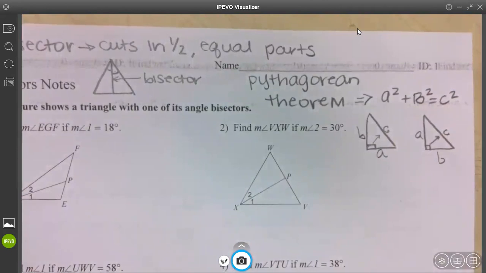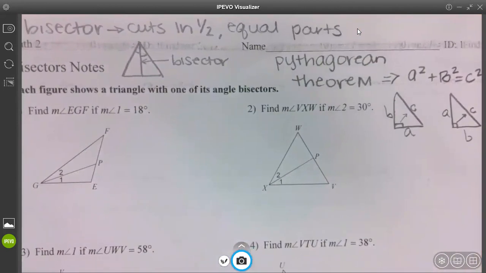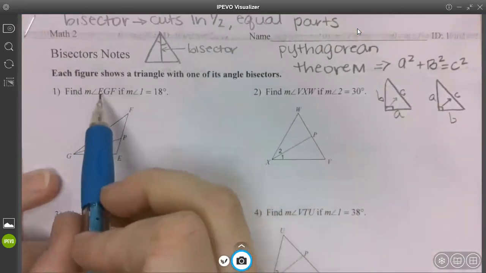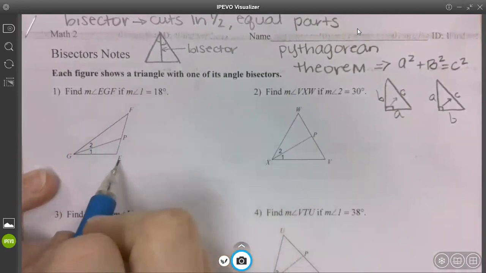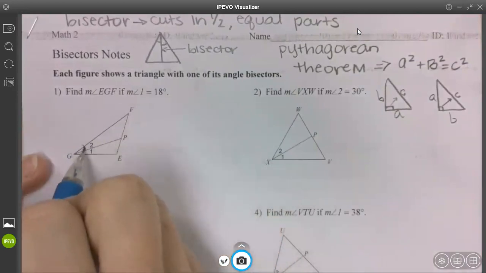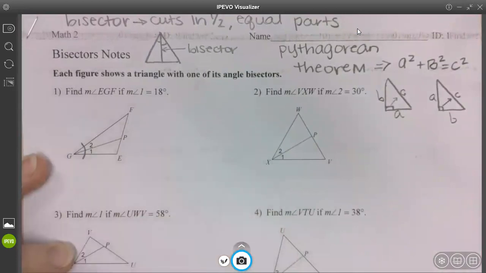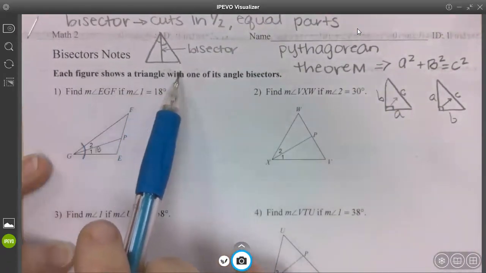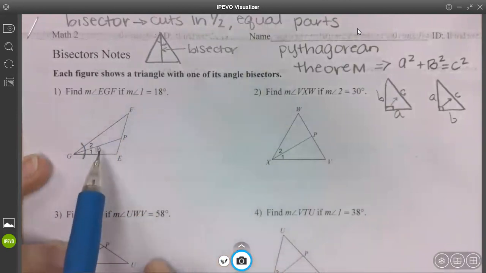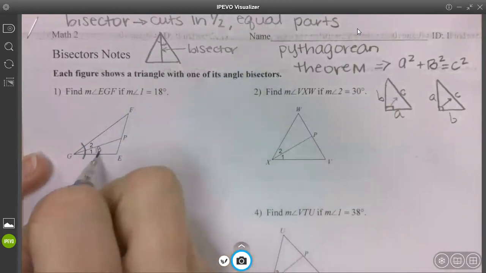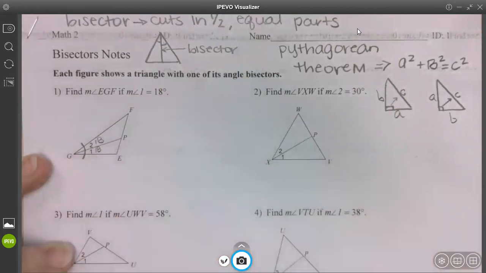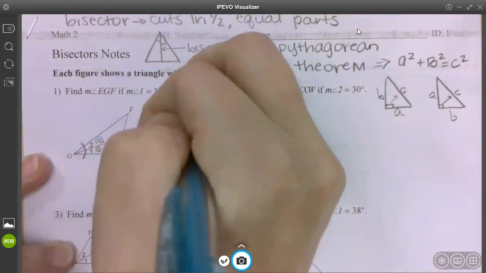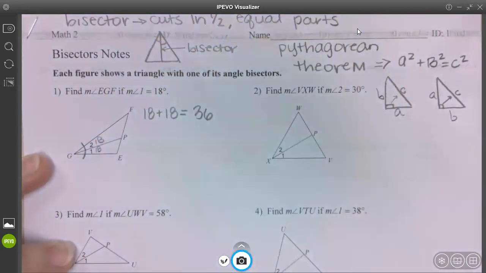So I know there are a lot of questions. There's like 30 of them, but we're not going to go over all of them. Most of them are exactly the same. So when we look at this first example, it says that EGF is what we want to find. So go around, EGF is this full angle right here. So we want all of that. If one is 18. Now your direction says each figure shows a triangle with one of its angle bisectors. So that means it cuts that angle in half. So if this half is 18, the other half is 18. And then we just add those up to get the full angle. So 18 plus 18 is 36.